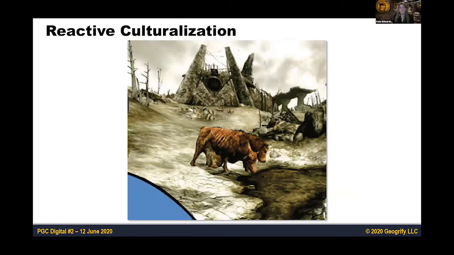Here's a couple of examples of reactive and proactive culturalization. Reactive culturalization is essentially removing things that are not going to be compatible with the local market. You may recognize this from Fallout 3. It was a two-headed Brahmin bull that was incompatible with India, because Brahmin bulls are sacred to the Hindu faith.